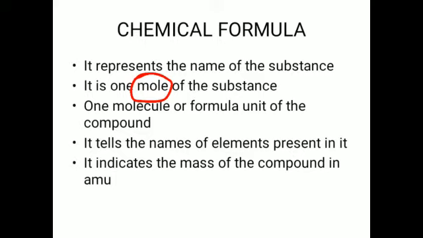Means with the help of a chemical formula, the shorthand representation in terms of its symbols, we learn about the formula unit or just a unit molecule of that compound. It tells us the names of the elements present in it. Means the formula also describes its elemental composition, and it also indicates the mass of the compound in AMU. So there is a lot of information which is predicted with the help of a chemical formula.